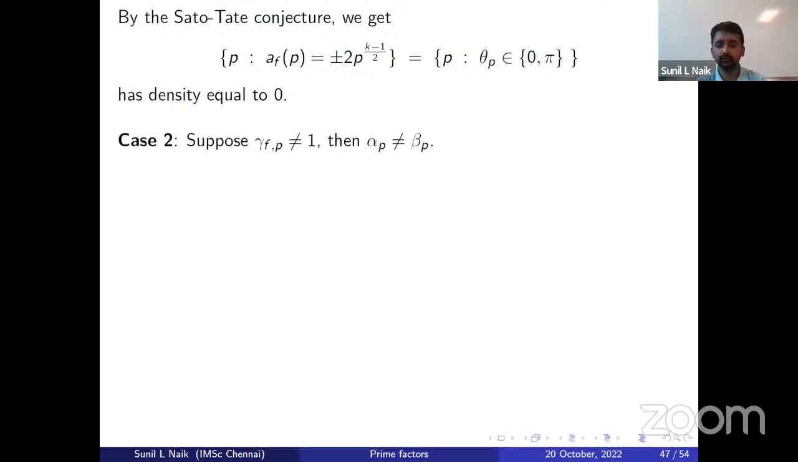Let us consider case 2 where gamma_f(p) is not equal to 1. In that case, alpha_p is not equal to beta_p.